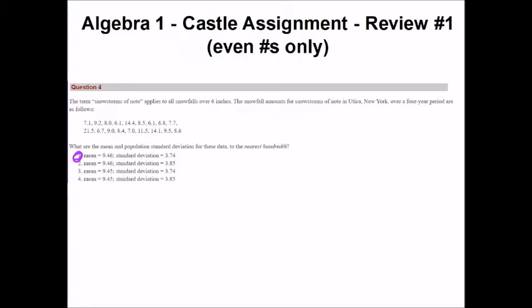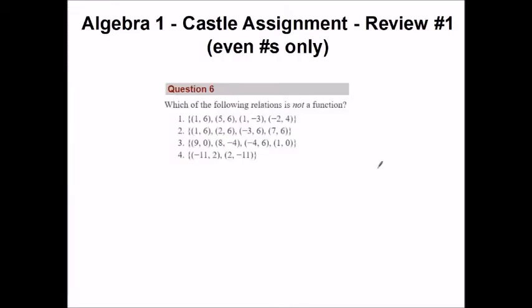All right, number 6. Which of the following is not a function? So one way we can tell with points is that every input, so every x value, will have one y value. And if you look at choice number 1, right here, you can see that if we input 1, we get 6, and if we input 1, we also get -3. That can't happen in a function, so that's why it's choice number 1.